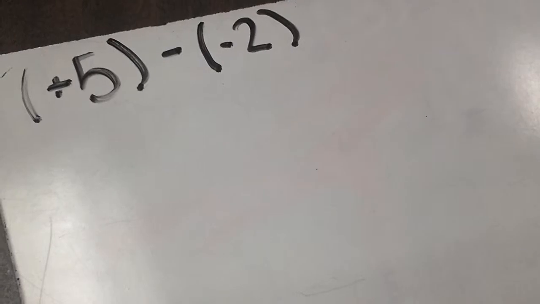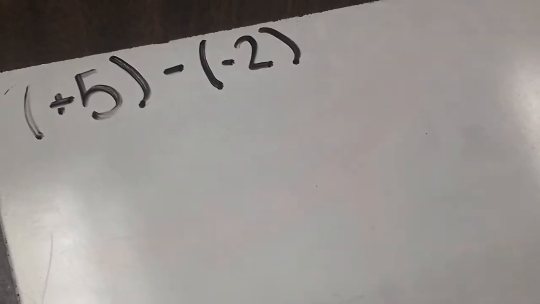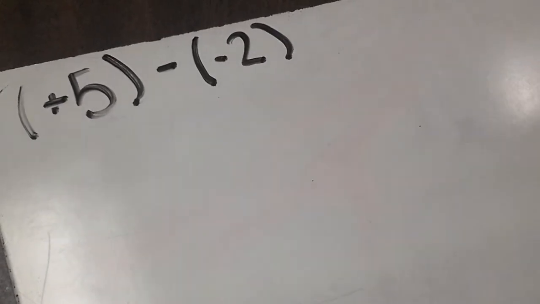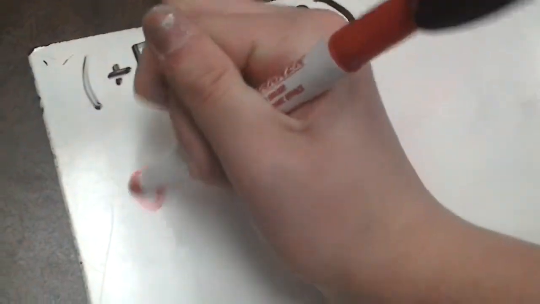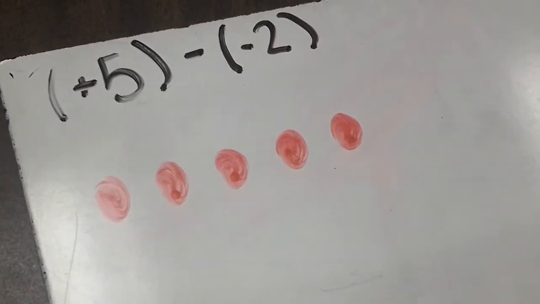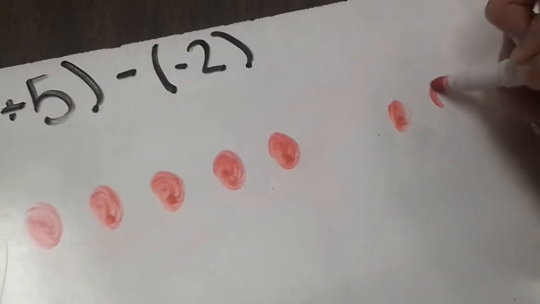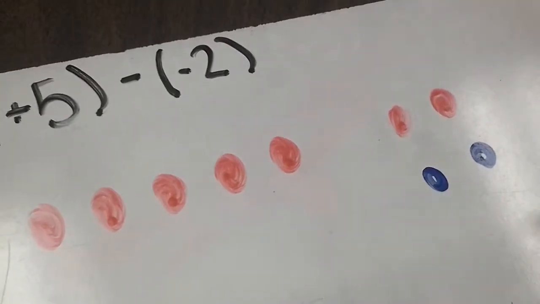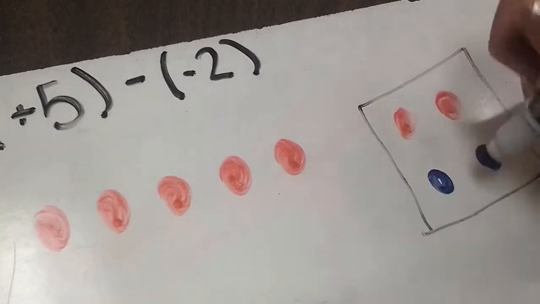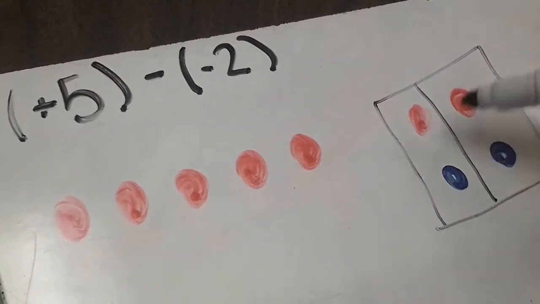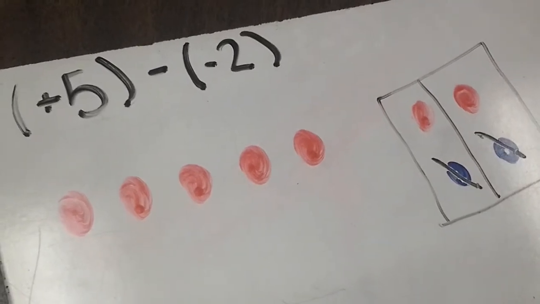Now we will show an example of subtracting a negative integer from a positive integer. Positive 5 subtract negative 2. First, you draw positive 5 counters. Because there are no negative counters, you have to add 2 zero pairs. Now that you have negative 2 counters, you can cross them off. And you are left with positive 7.